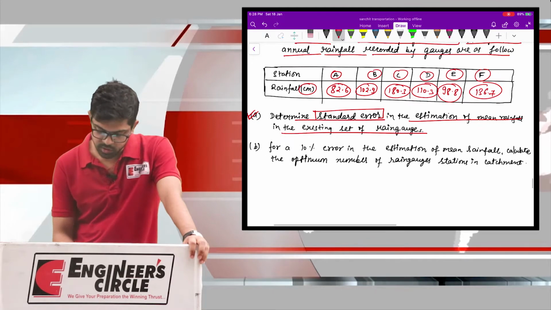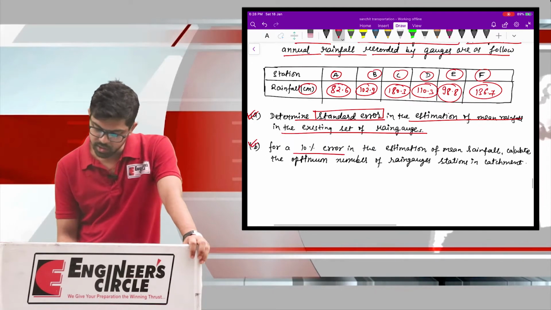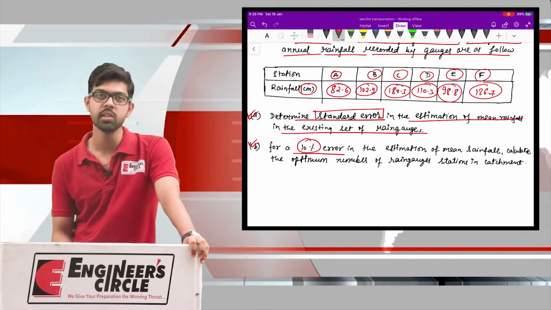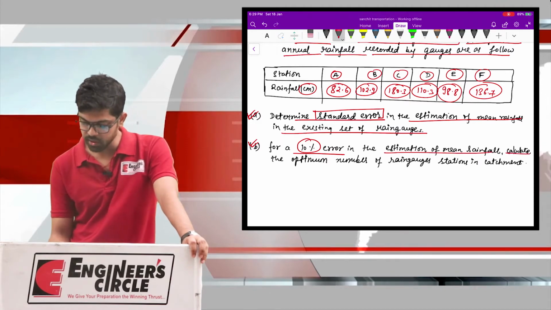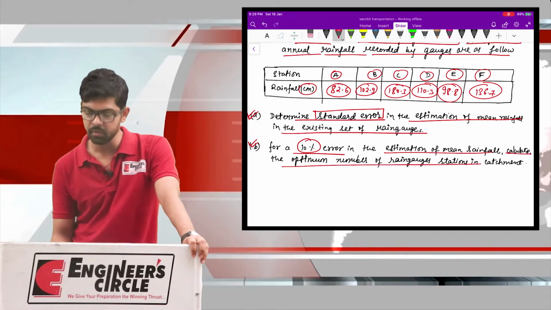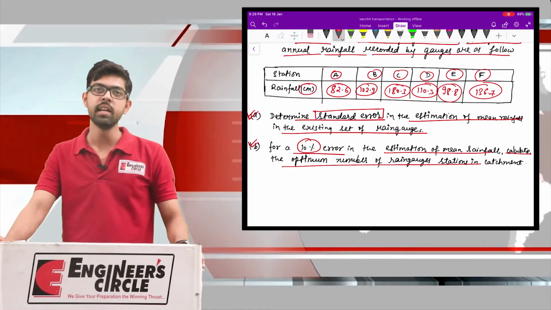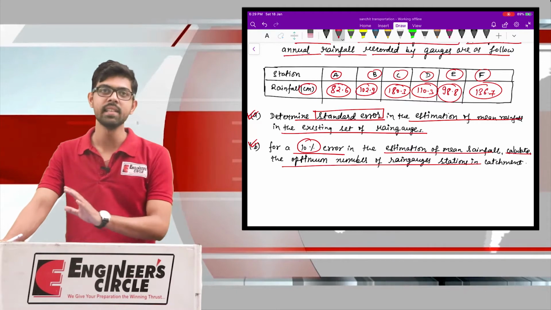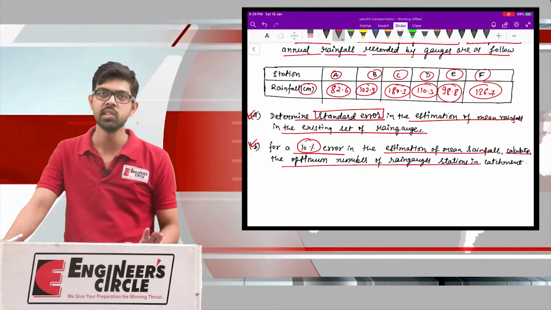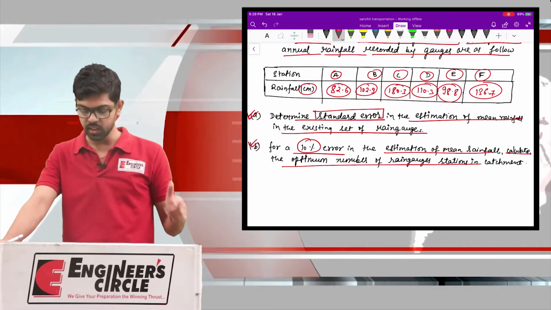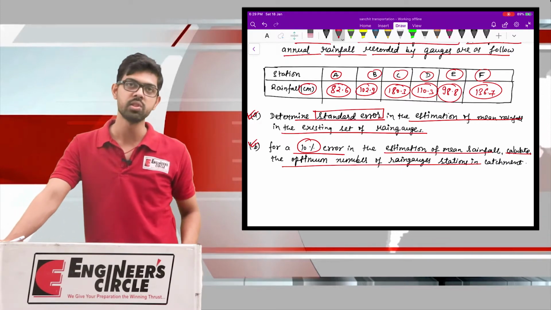The second statement says, for a 10% error, here the standard error is given as 10%. So for this 10% error in the estimation of mean rainfall, calculate the optimum number of rain gauge stations. In the first question, you consider these 6 rain gauge stations as the total number, and now you calculate the percentage of standard error in the estimation of mean rainfall.